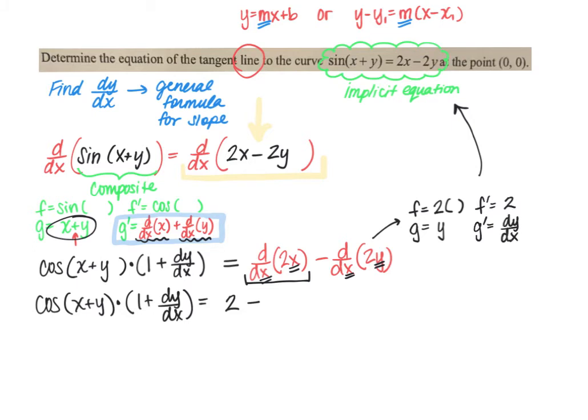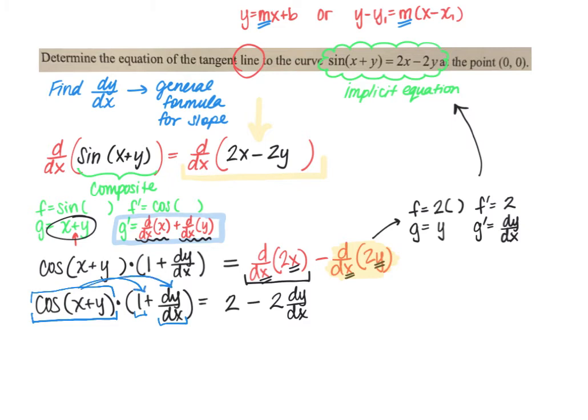So to finish this off, we're going to have 2 times g prime, which is just dy over dx. And that is the derivative of the 2y portion. So now the calculus is really over and the rest of this is some algebra. We have to recognize that this cosine of x plus y is one giant quantity, and it's being multiplied by a binomial. This has 2 terms.